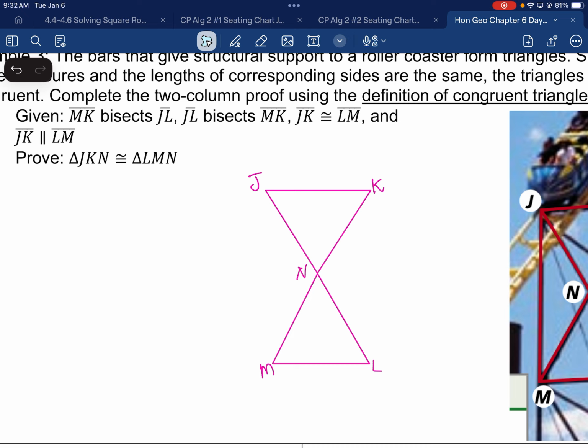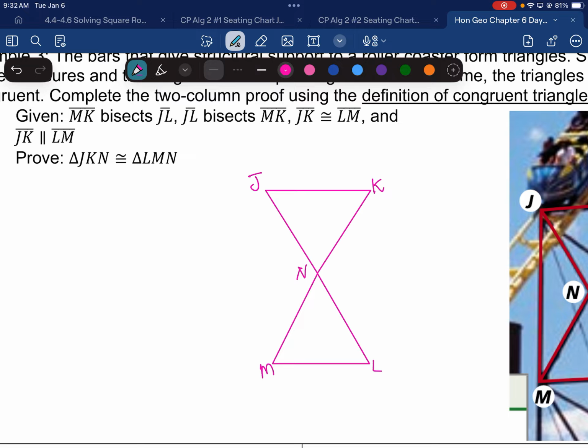So if this segment is bisecting this one, I'm looking at this one right here being two congruent parts. Guess what? The next part is going to be what you just told me. Okay, so here's what I want you to mark. If MK is bisecting JL, that means this part and that part of JL are congruent.